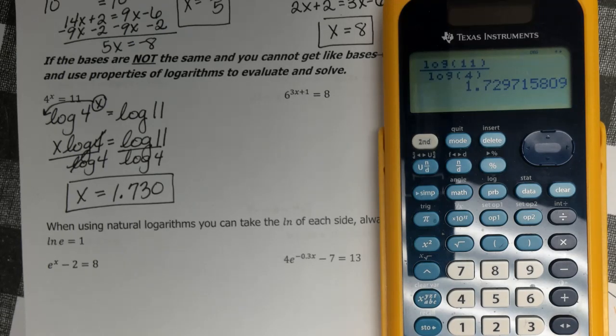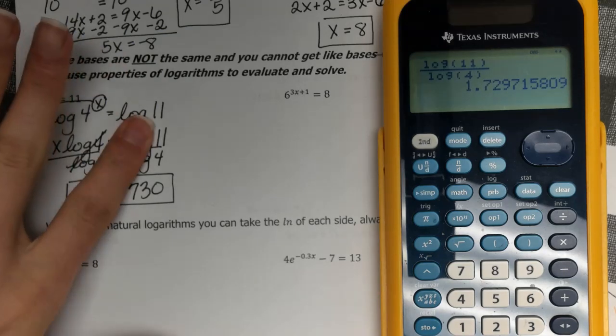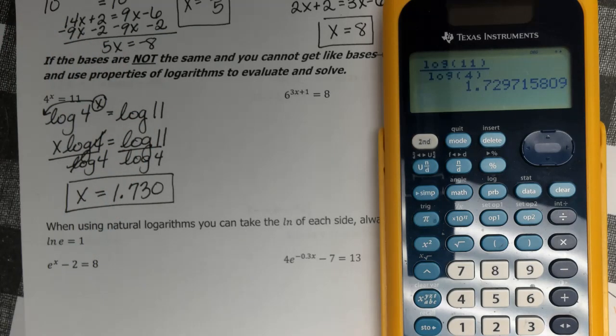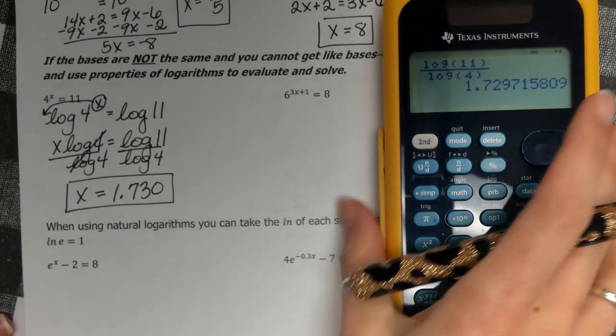Okay, when you divide by log, that's one term. You cannot cancel log and log to give me 11 over 4. I just want to emphasize that, okay? That is an expression that you can't just remove the word, okay?